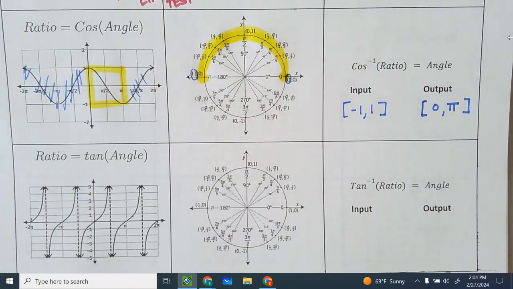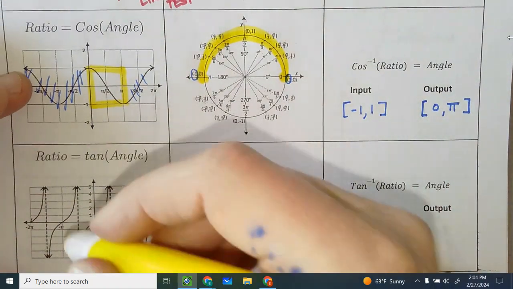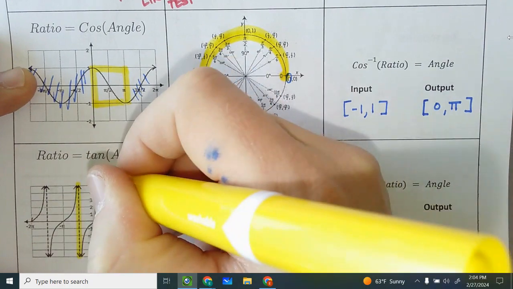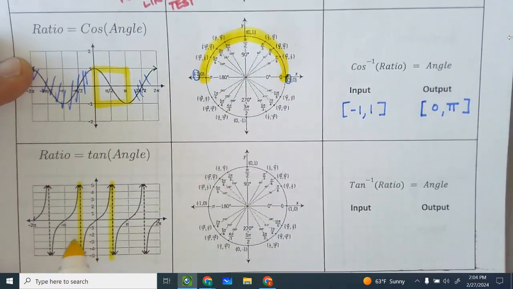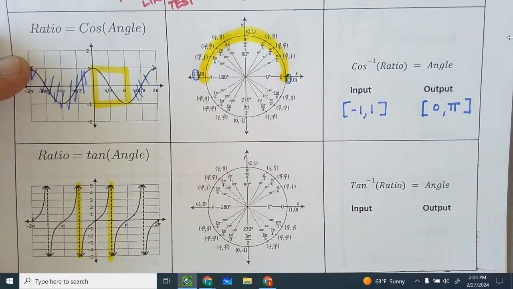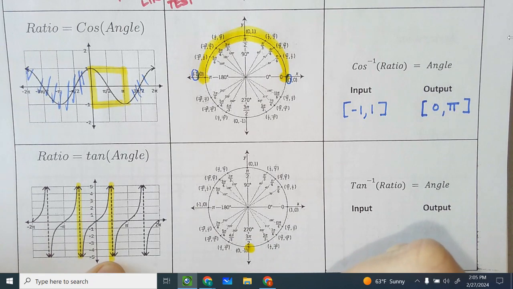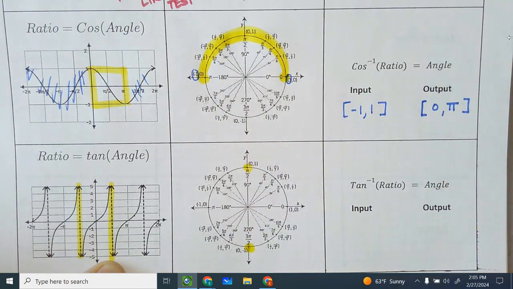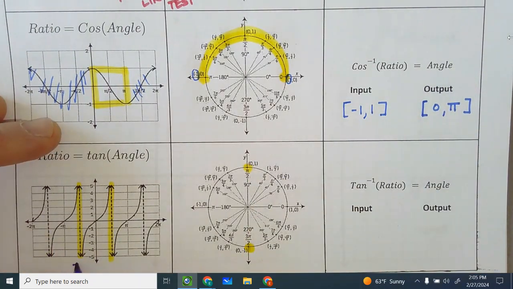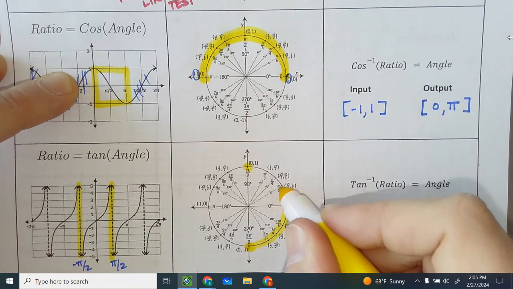Last one, tangent. For the tangent graph, we say that there's one complete cycle between this asymptote and this asymptote. This asymptote is at negative pi over 2. This asymptote is at pi over 2. Those are not on the graph, so I'm going to write them in. So your answers will be in this range.